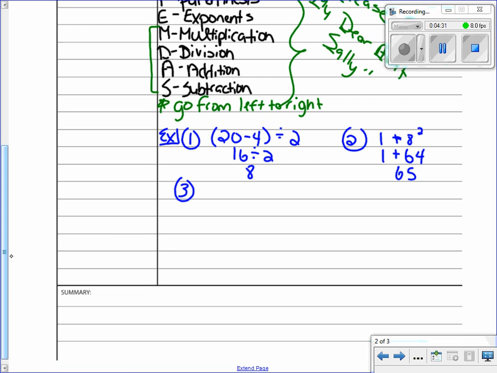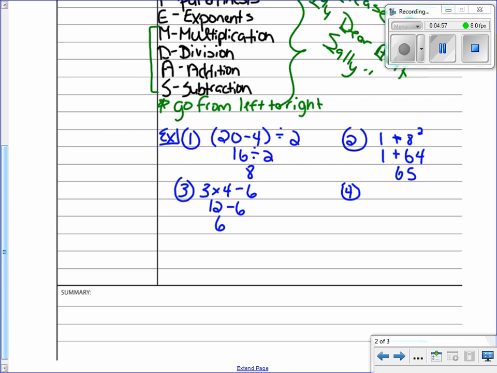Example 3. We have 3 times 4 minus 6. Again, P parentheses, there are none. E exponents, there are none. Next is M multiplication. I do have that, so I'm going to go ahead and do that first. 3 times 4 is 12. So I have 12 minus 6, and 12 minus 6 is 6.